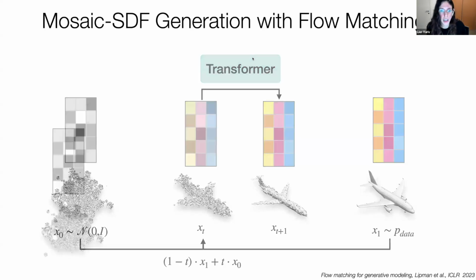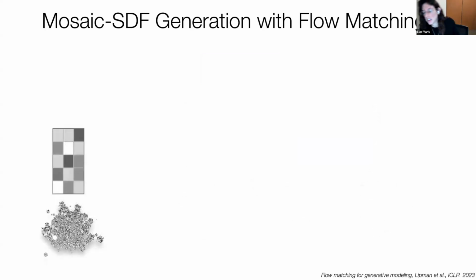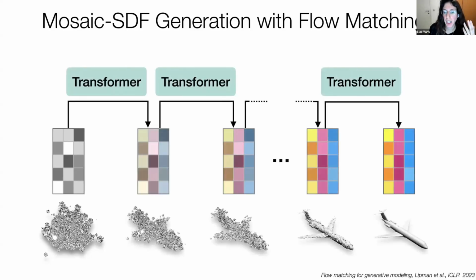Okay, so now given that we train this transformer on multiple data sets and on different timesteps, we can generate a new airplane by starting from a noisy M-SDF representation and simply applying our transformer iteratively and solving the ODE to get the final predicted airplane. Okay.